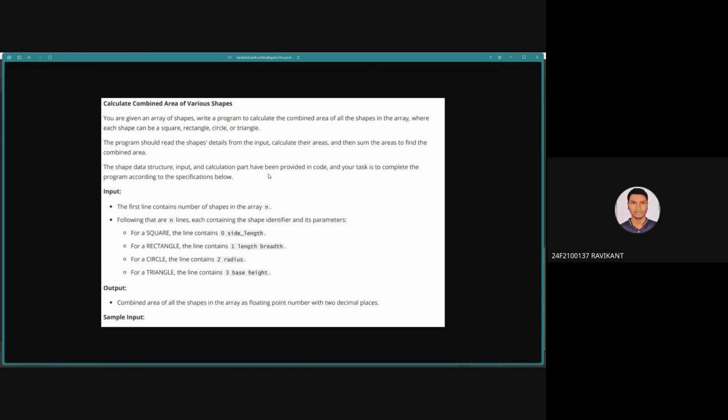See, you can think of the first number as the identifier. So if it is zero, it is a square. If it is one, it's a rectangle. If it's two, it's a circle. If it's three, then it's a triangle. Yeah, something like an enum.